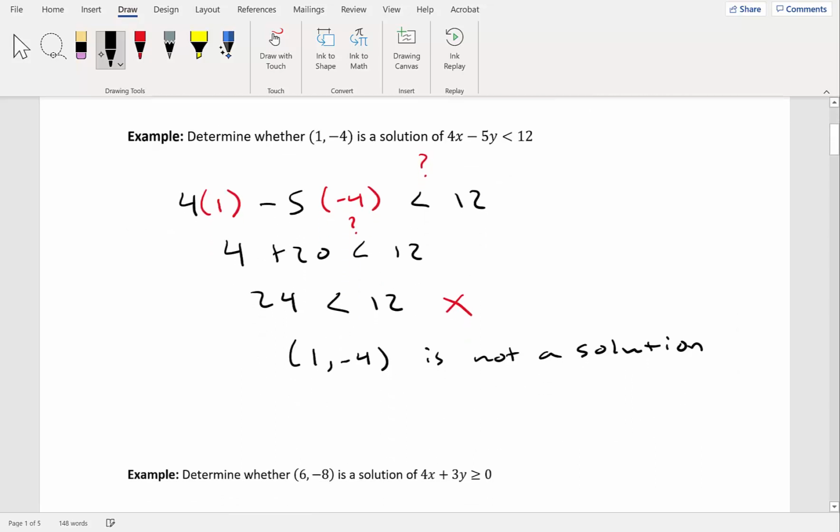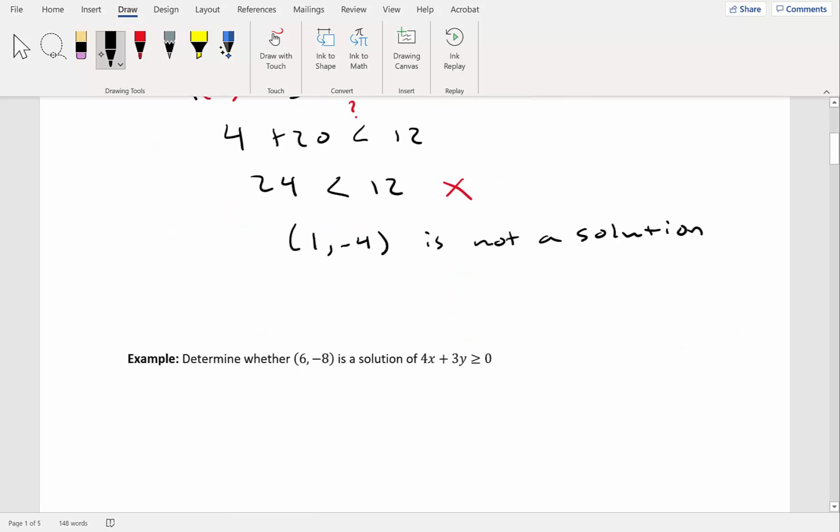Let's take a look at another one. So this time we're going to determine if (6, -8) is a solution of 4x + 3y ≥ 0. So let's go ahead and plug in our ordered pair. So we have 4 times 6. We have plus 3 times negative 8. We want to check to see if this is greater than or equal to 0.